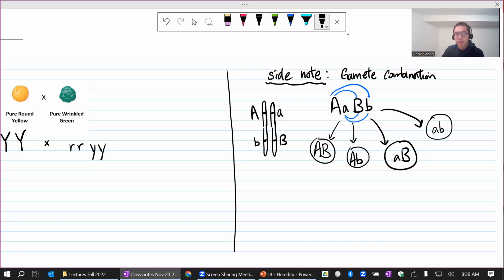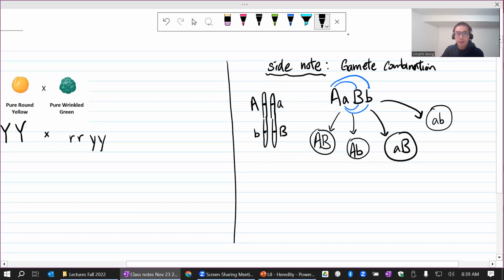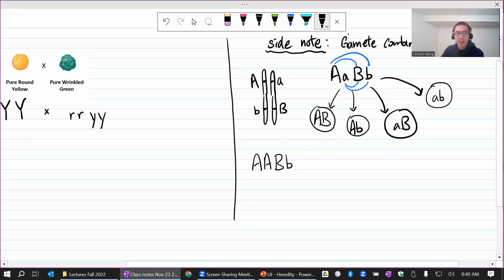Okay, if the person is like this, so these are gametes, okay? Now let's try another one. What if the person is big A, big B, small b? Okay. So big A, big B, that's one possibility. And these are gametes, okay?